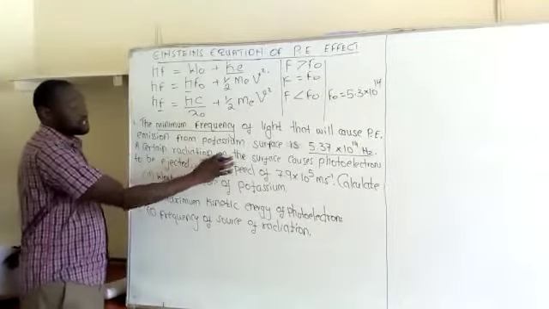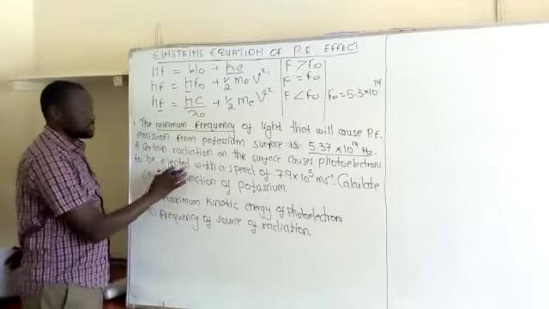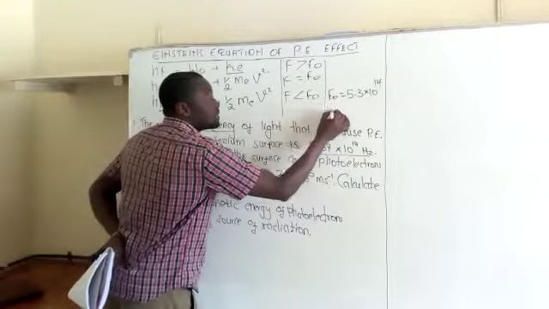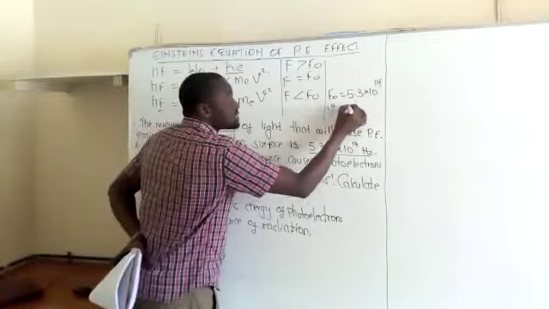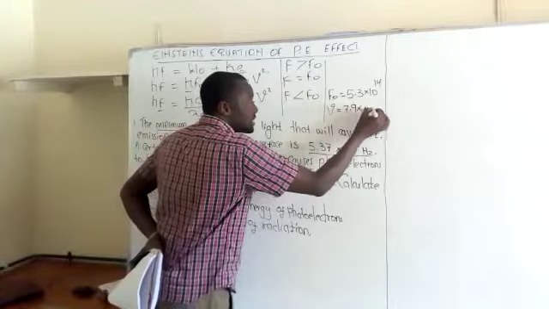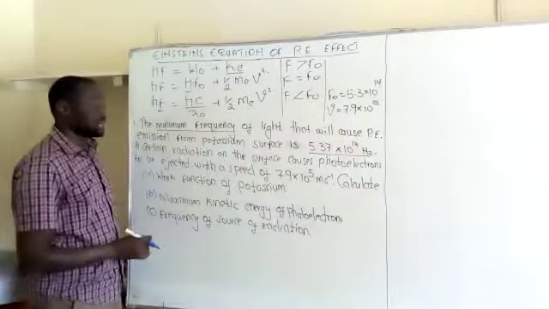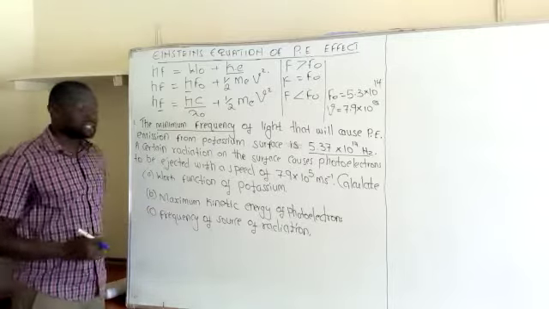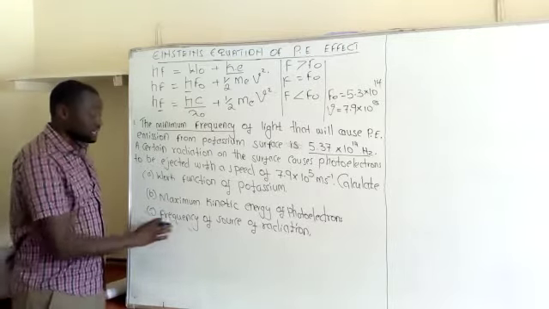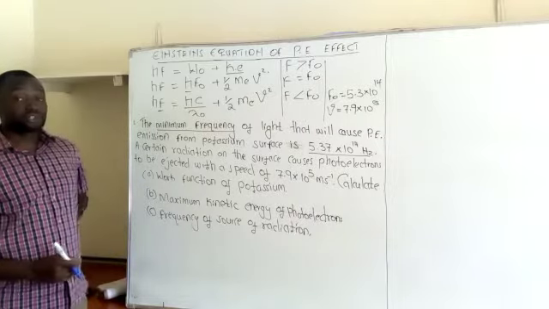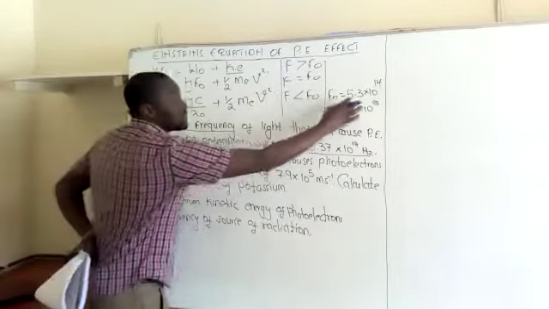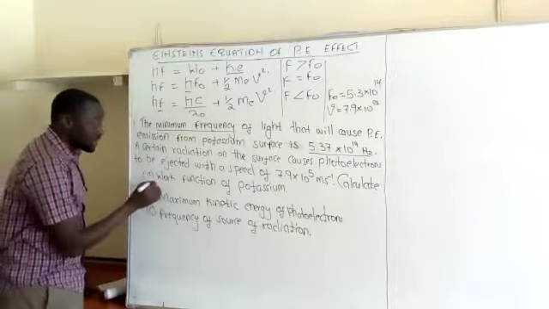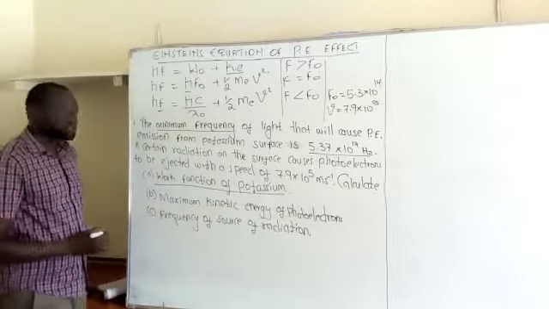A certain radiation on the surface causes photoelectrons to be ejected with a speed of 7.9 times 10 to the power 5 meters per second. Then we need to calculate the work function of potassium, the maximum kinetic energy of photoelectrons, and finally the frequency of the source of radiation. The quantities we've been given are the threshold frequency and the velocity.